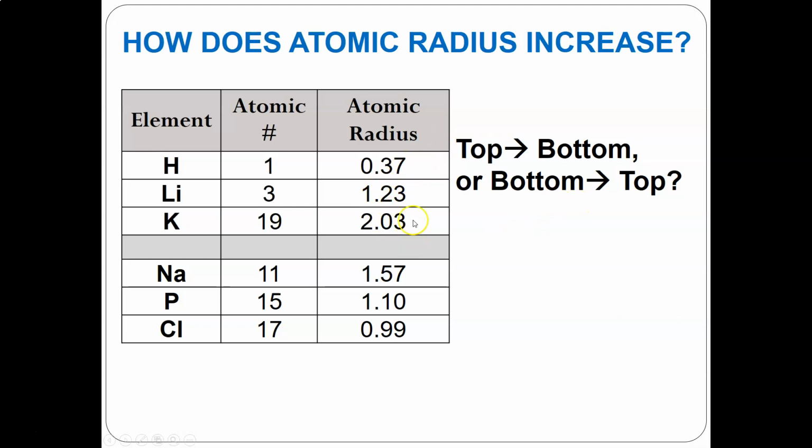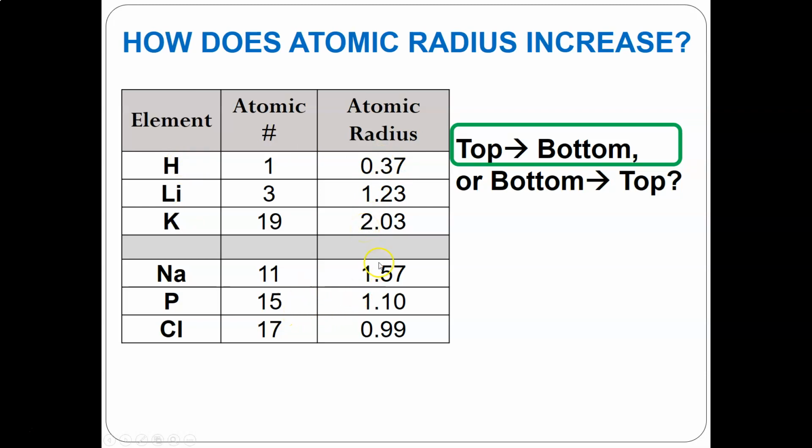Well, you can clearly see based on the numbers that the radius is going to get bigger as you go from the top of the periodic table to the bottom. That should make sense to you, right? You're adding energy levels. Potassium's a lot bigger than hydrogen. Potassium is in energy level 4 compared to hydrogen in energy level 1. So that seems to make sense.